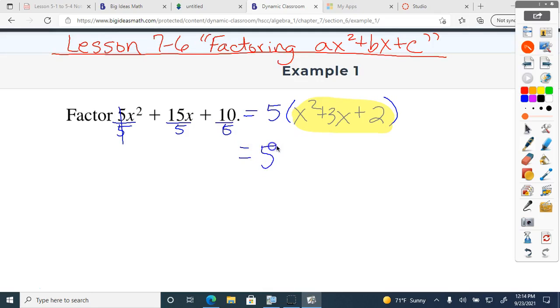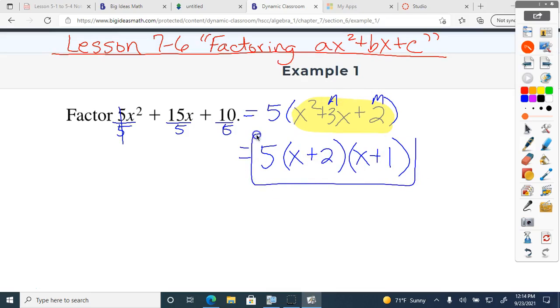Just like we did yesterday. So that will be 5. I make my 2 parentheses. I put x and x. And we play the little game. What 2 numbers multiply to be 2 and add up to be 3? 2 and 1. Plus 2 plus 1. There are your factors. Okay?